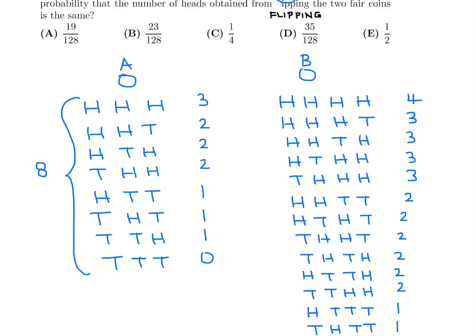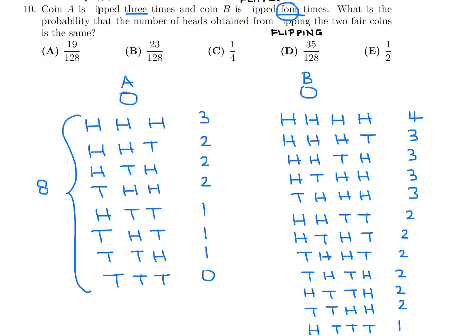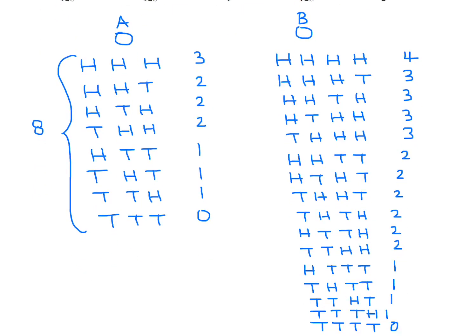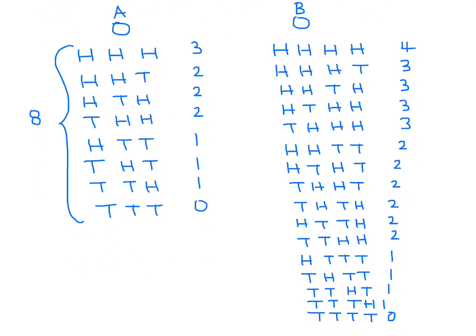Now let's get to the heart of the question, which is, what is the probability that the number of heads obtained from flipping the 2 fair coins is the same? So what do they mean by that? They mean, for example, if I flipped A and it turns out like this, I want to flip B so that it has the same kind of outcome in terms of the number of heads. Got it? Because this has 3 heads, that has 3 heads. All right, so how do we do that? So you do that as follows.